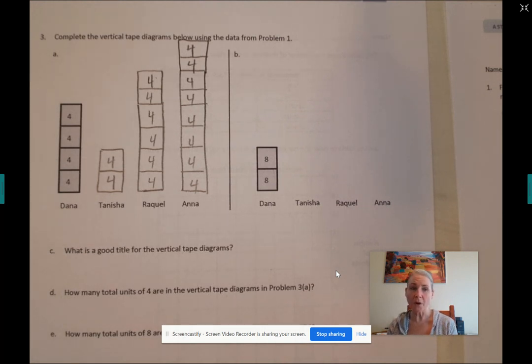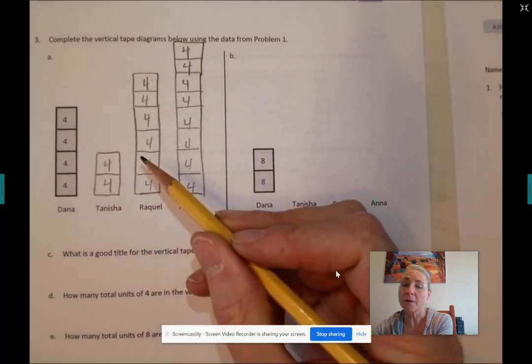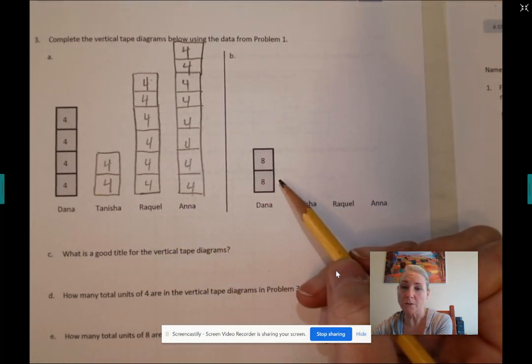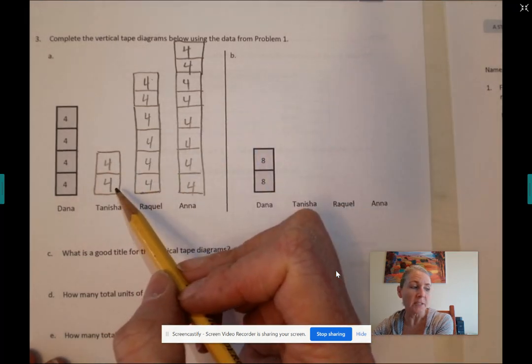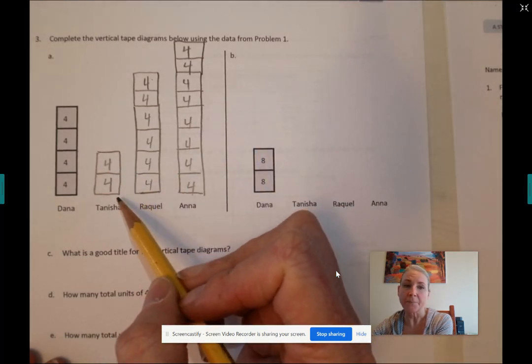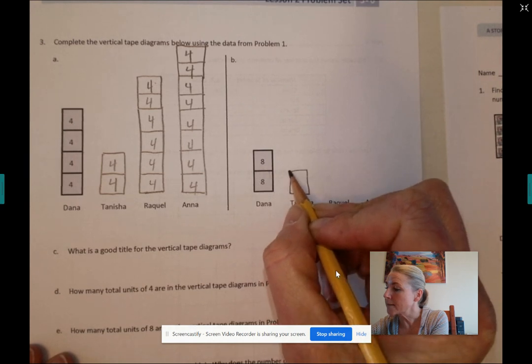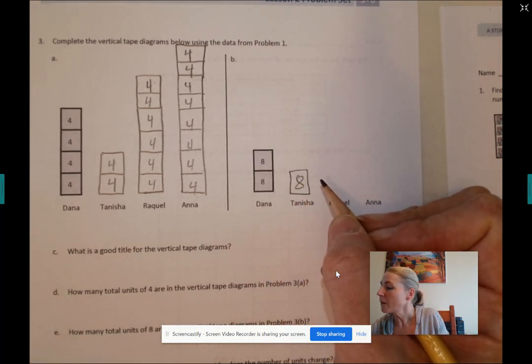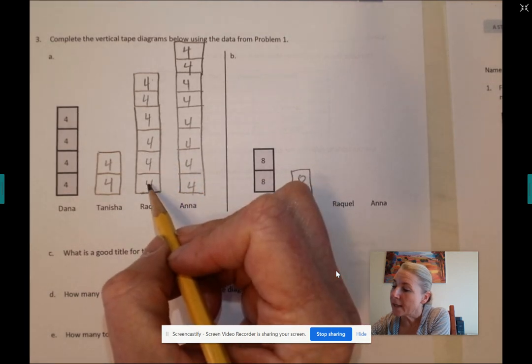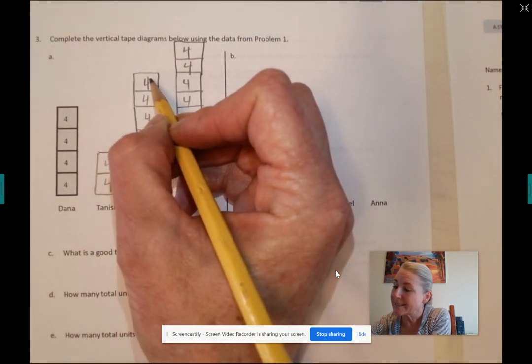So it's kind of similar to problem set 1 with the hearts, where we transitioned from a graph that only had 1 representing each heart to 2 students representing 1 heart. So Dana, who had 4 sets of 4, has now dropped to 2, right? So if Tanisha has 8 stamps, she would only get 1 box.